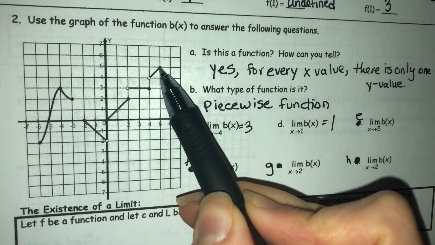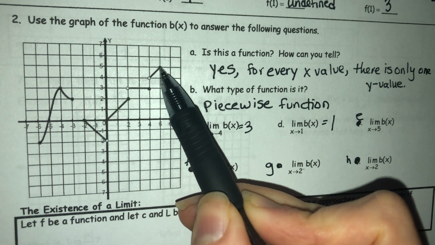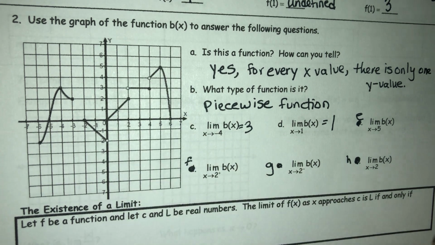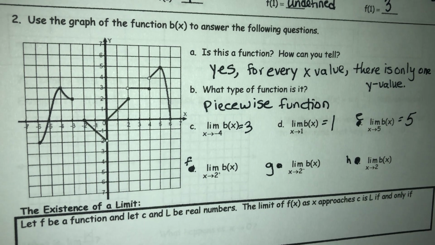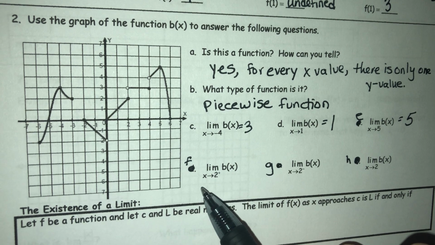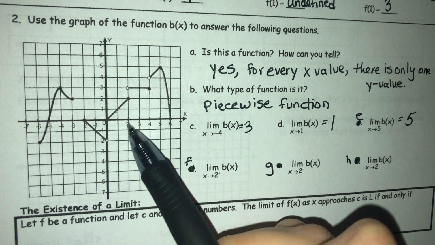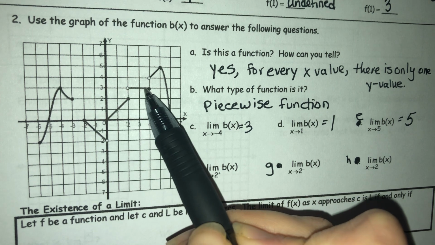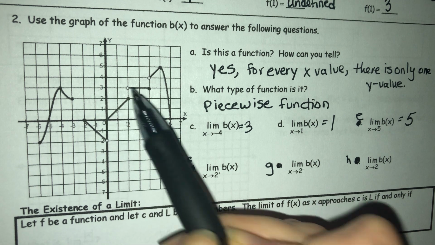C, what is the limit as x approaches 5 for the function b of x? So here's my x value of 5, coming from the left, coming from the right, both ways it's going to the same point, that point having a y coordinate of 5, so the limit is equal to 5. Now, part F. The limit as x is approaching 2 from the right. So here's my x value of 2, coming in from the right side of the graph. My y value that I'm sliding towards is 3.